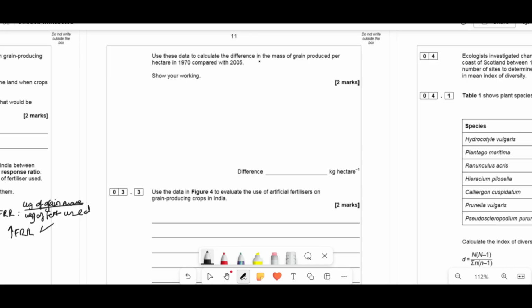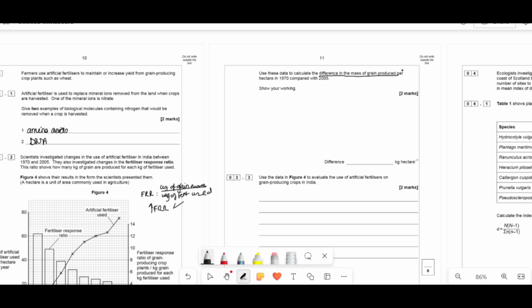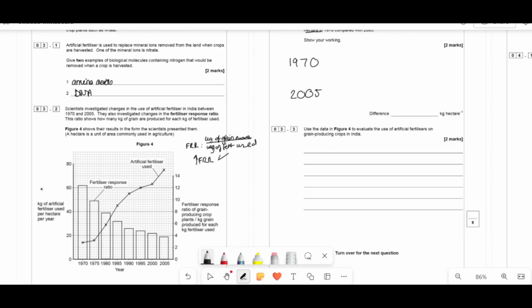So then it says, use data to calculate the difference in the mass of grain produced per hectare in 1970 to 2005. So get the numbers that you're going to need. It's saying the grain produced per hectare, so it wants the difference in the mass of grain produced per hectare in this compared to this. So we need to work out the values of each bit and bob. If I do 1970 here, 2005 here, the axes are telling us the kilograms of fertilizer that we used and the fertilizer response ratio. But the question wants how much we made, how much grain. The ratio shows how many kilograms of grain are produced, like I wrote there. That's what they want you to find. So we're going to have to record these fertilizer response ratios first, and then the kilograms of fertilizer used.